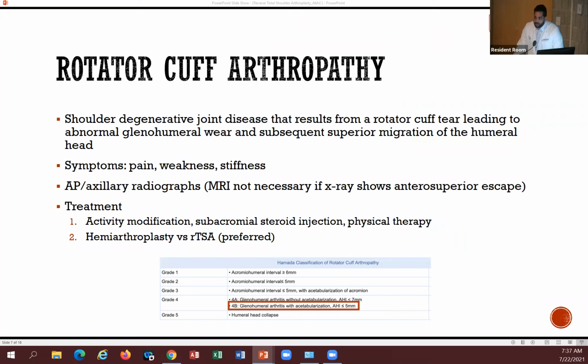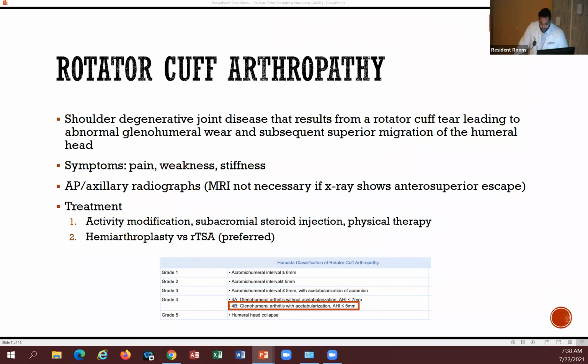In terms of treatment options for this condition, first line includes activity modification, NSAIDs, as well as physical therapy. However, when that fails, surgery is a second line option. As I'll go into in the coming slides, an anatomic total shoulder arthroplasty, the typical total shoulder that we think of, does not work for this specific condition because you need an active rotator cuff for that to have proper functional outcomes.